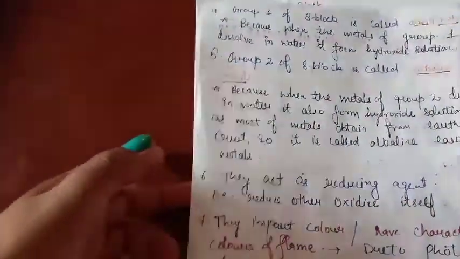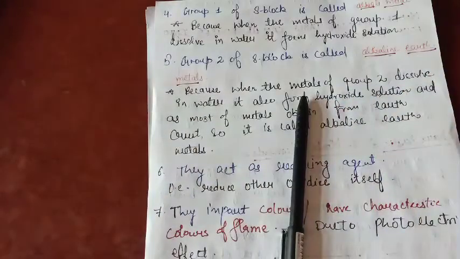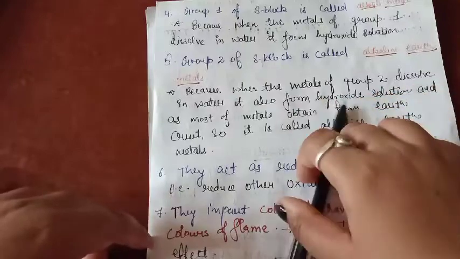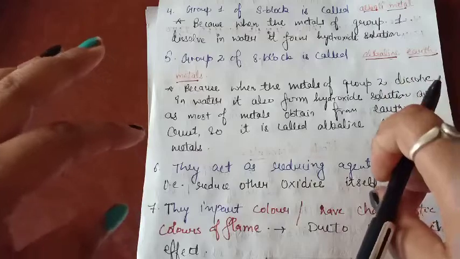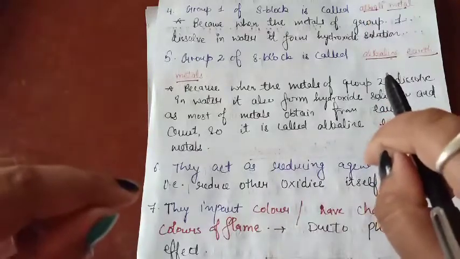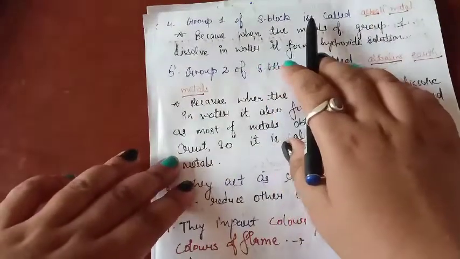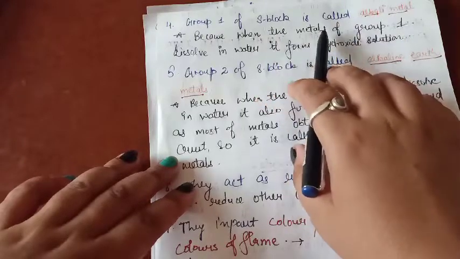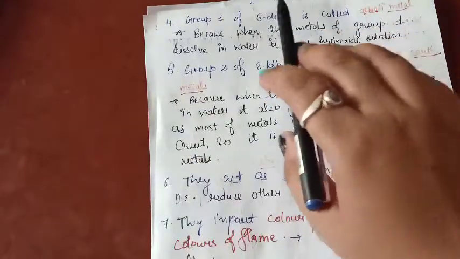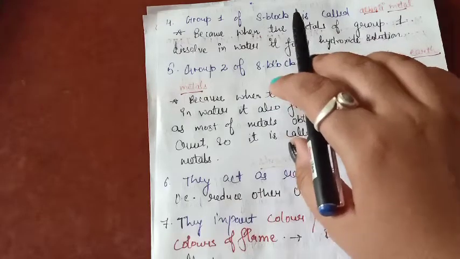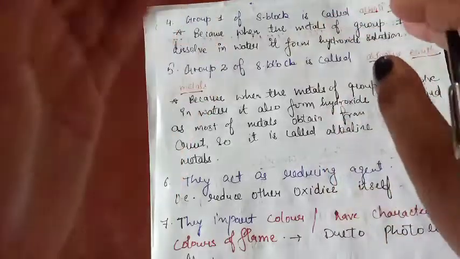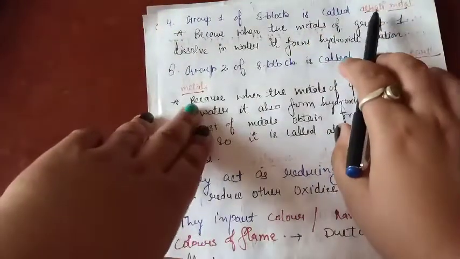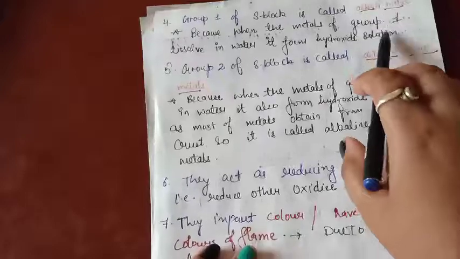Okay, group 1 of the s block is called alkali metal. Why do we call group 1 alkali metal? What are alkalis? You already know alkalis are the bases which are water soluble. This you have learnt in the previous classes. So why do we call group 1 alkali metal? Because these are the metals which, when you dissolve them in water, this you have learned, sodium, potassium, they react with the water and form hydroxide. That's why we named the whole group 1 as alkali metal.